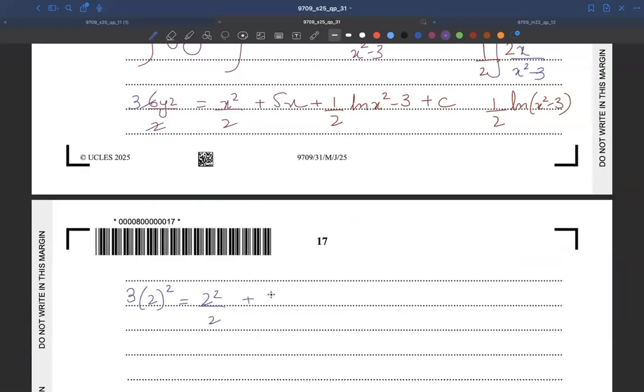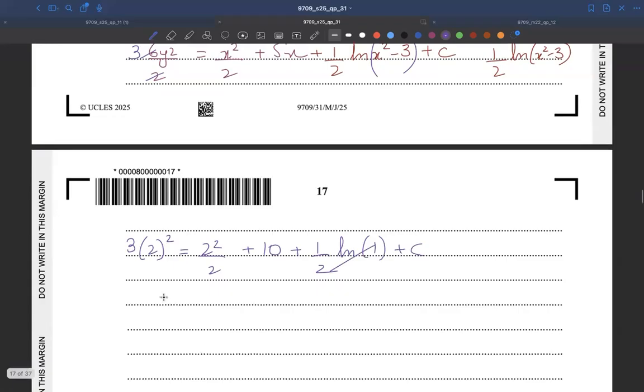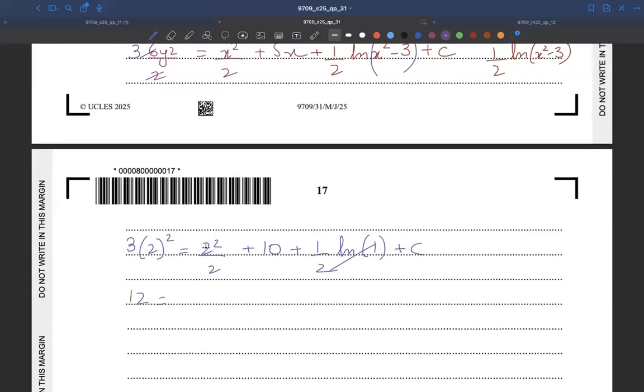Plus 5 into 2, that's 10, plus half ln of, that will be 2 squared. So ln of 4 minus 3, that is 1, plus c. ln of 1 is 0. 2 squared times 3 is 12, equals to, this will be 2, and 4 upon 2 is 2. So this will be 12 plus, so this is 0 plus c. So this also cancels, so the value of c is 0.